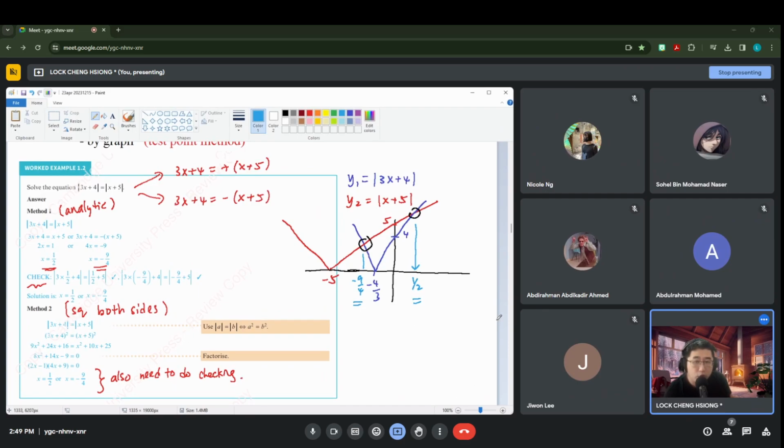Of course, over here we will also assume students are capable of doing all of this graph drawing. We will assume students are okay with drawing the graph.